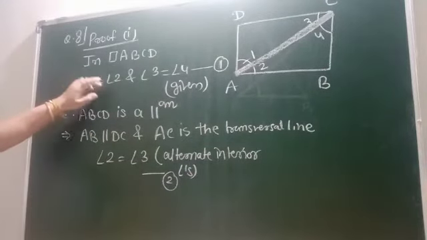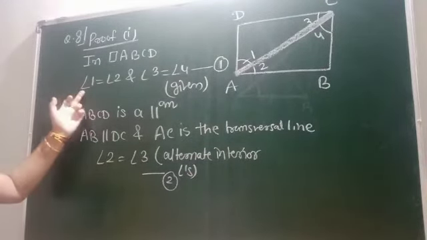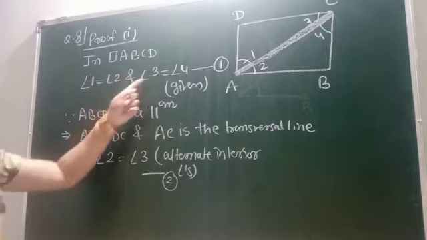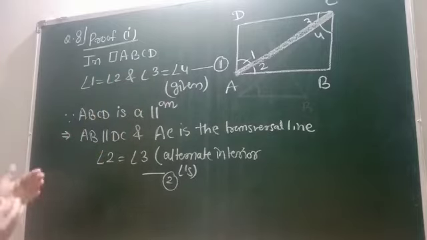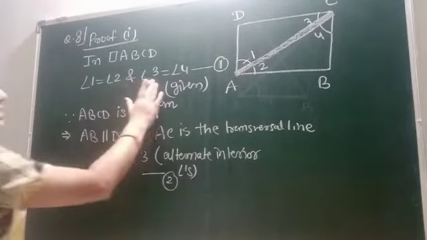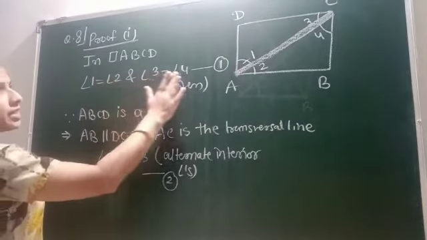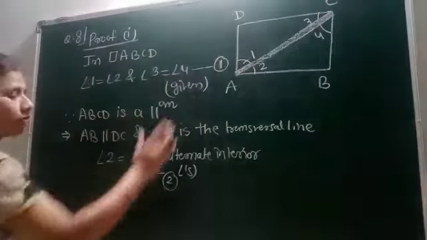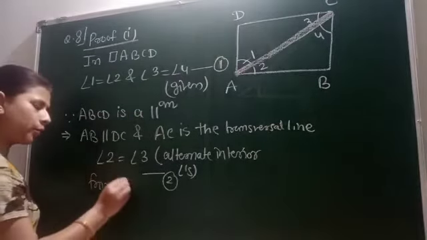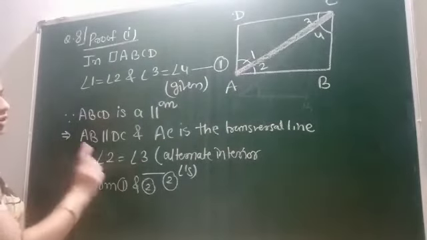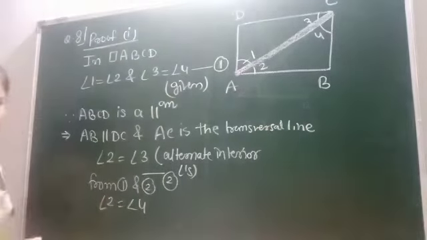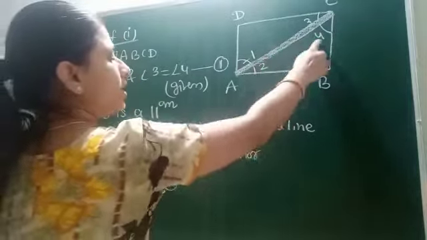In equation number 1, as you can see, angle 1 is equal to angle 2, angle 3 is equal to angle 4, and angle 2 and 3 are equal to each other. So what we will get? In equation 1, angle 3 is equal to angle 4, and in equation 2, angle 2 is equal to angle 3. So from 1 and 2, obviously, this angle 2 will equal this angle 4. Angle 2 and angle 4 are equal to each other.